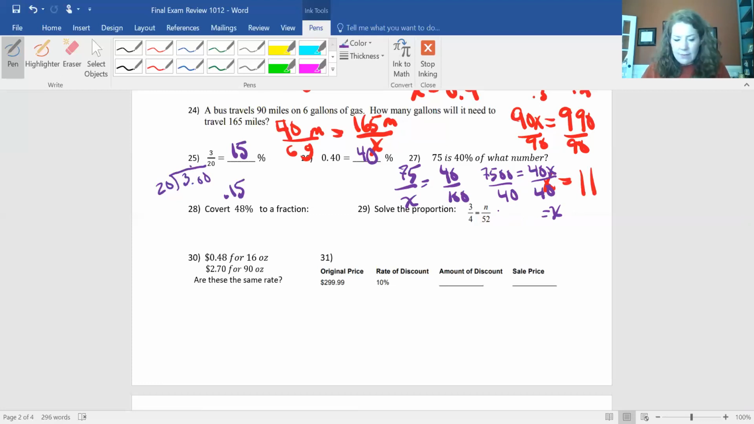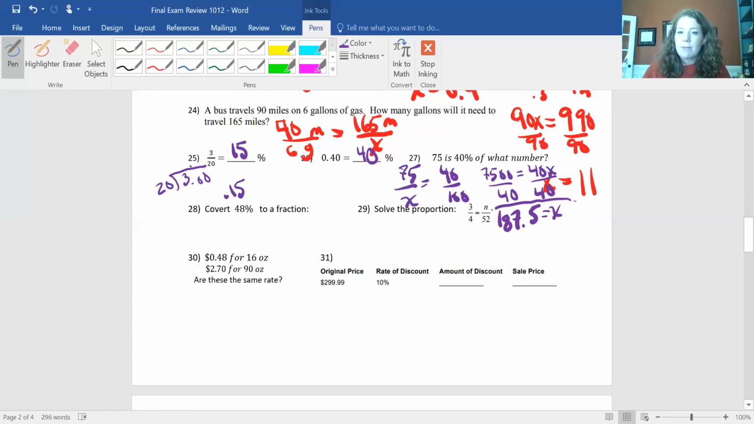Is number 27? I had 30. Well, that can't be right. 75 is 40% of what number? So I have 187.5. Now, is there any way to check my answer? Yes, I could multiply 187.5 times 0.4, and sure enough, it's 75, so I know that's right.